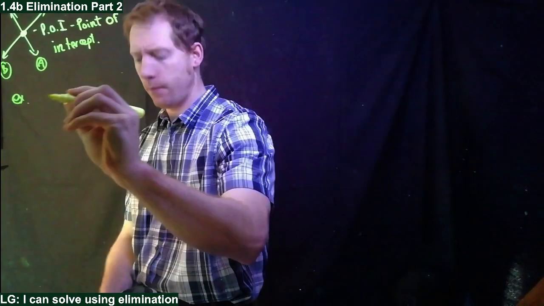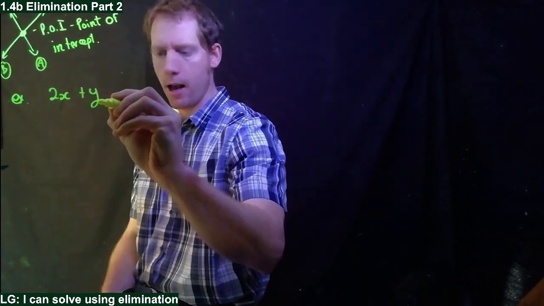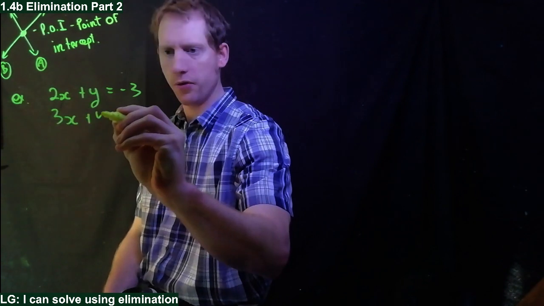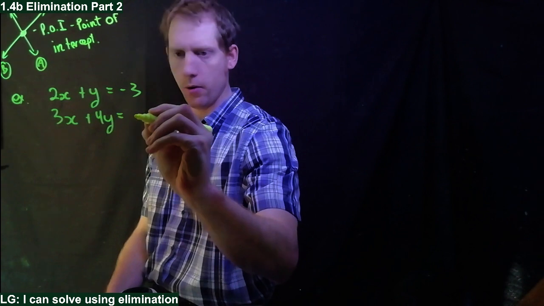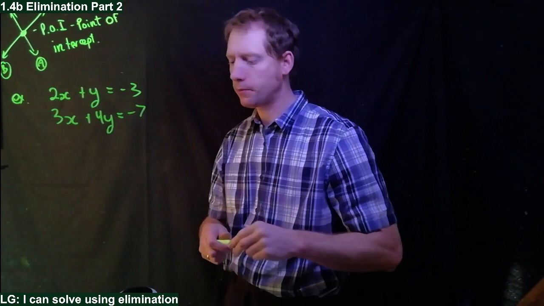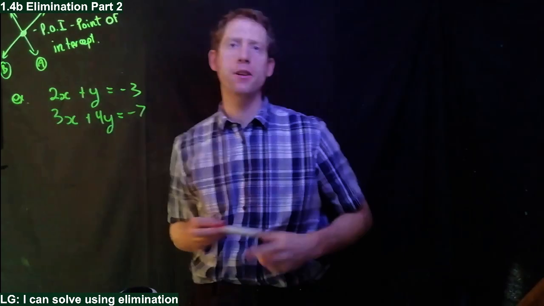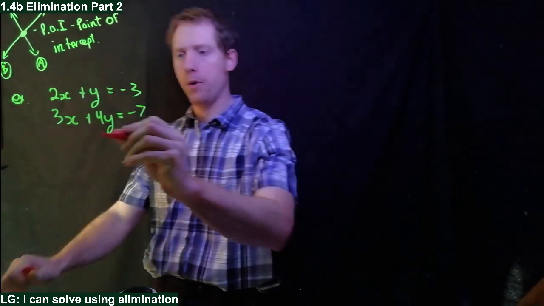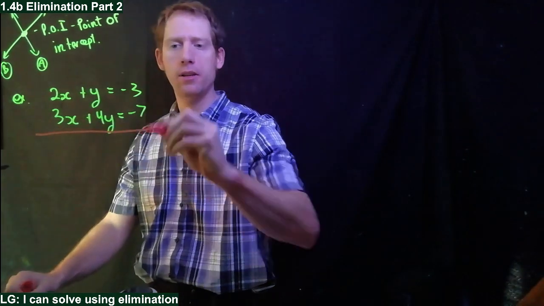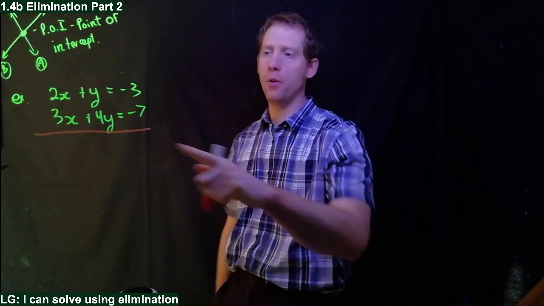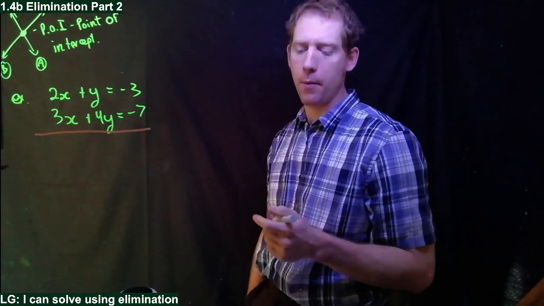I have 2x plus y is equal to -3. And I have 3x plus 4y is equal to -7. These are my two linear equations, and I want to find the point of intercept. In last class, we wanted to eliminate. We would determine whether you would add or subtract to kill one of the variables. We have variable x and variable y here.